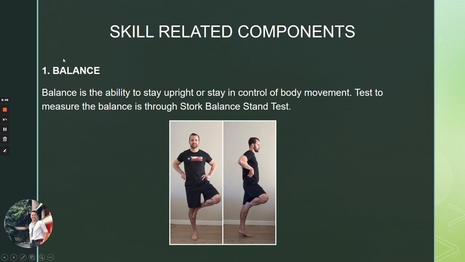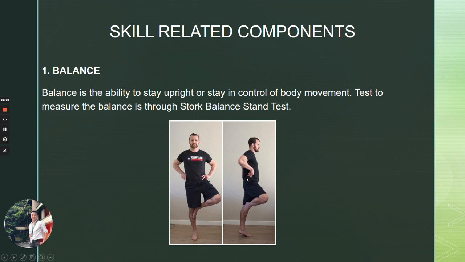When I say balance, it is the ability to stay upright or stay in control of body movement. The test to measure the balance is through the Stork balance stand test. So, di ba, sa daily life natin, ginagamit natin tong balance. Either kapag walang ginagawa, or kapag may ginagawa, it is important for us to have a balance. So for us to measure this one, we have the stork balance stand test na ganito siya. So gayahin nyo na lang.